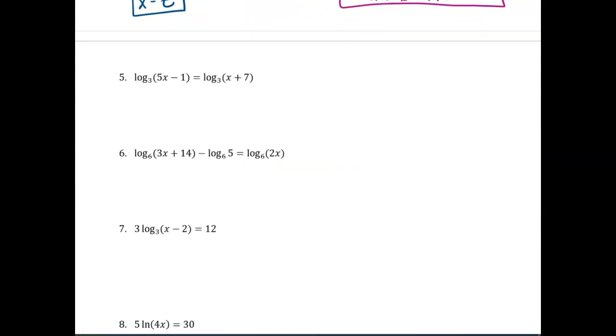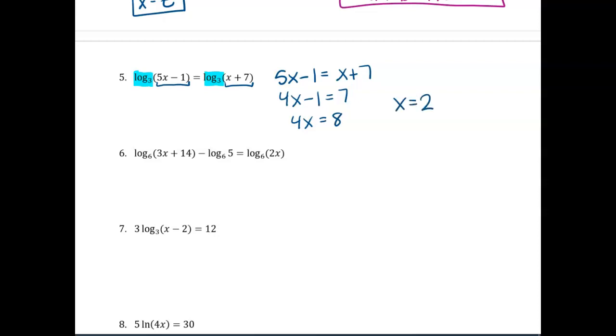Next one. Since we have a log base 3 on both sides of the equation, and that's all we have, I can actually just set 5x minus 1 equal to x plus 7. I'm going to subtract x from both sides first. I don't care what order. So 4x minus 1 equals 7. Add 1. 4x equals 8. Divide by 4, and we get x equals 2.